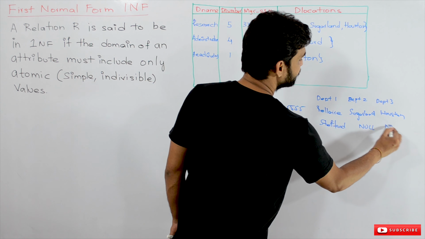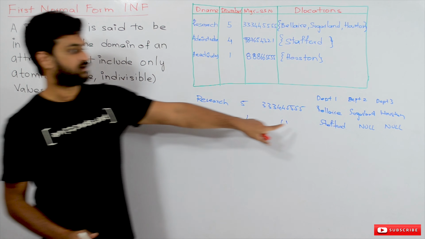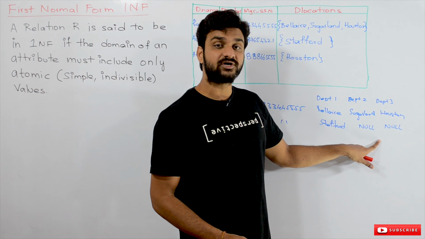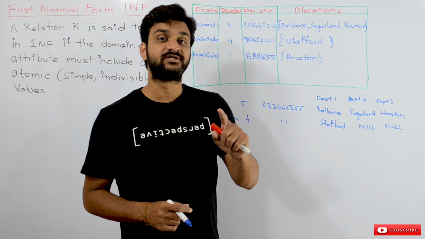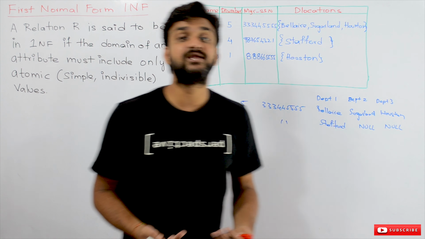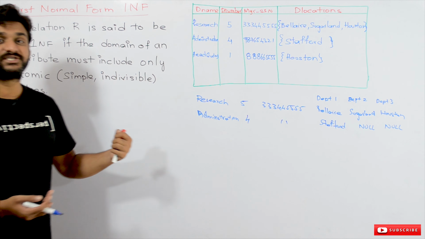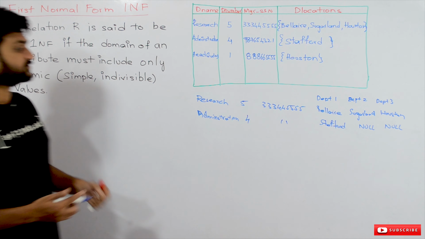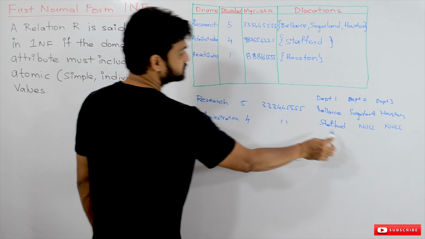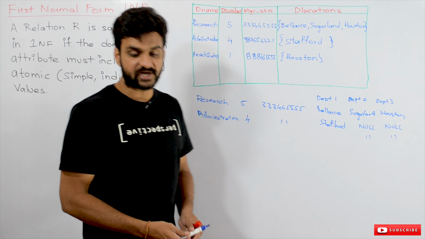Does this department have all 3 values? No, it does not. It has only 1 location. So in that case, we are going to increase the number of null values. The null values are to be avoided. One of the objectives of normalization is to avoid null values. Similarly, if you take headquarters, for this also there will be 2 null values. So this is also not the right solution.